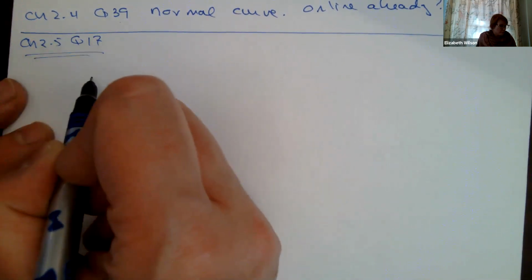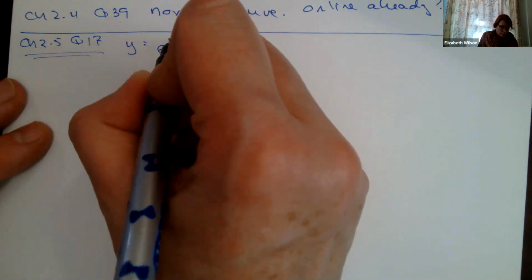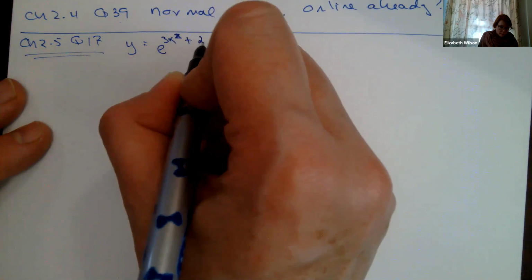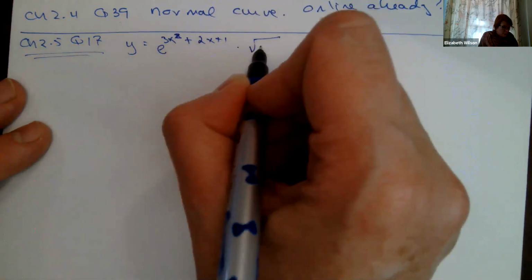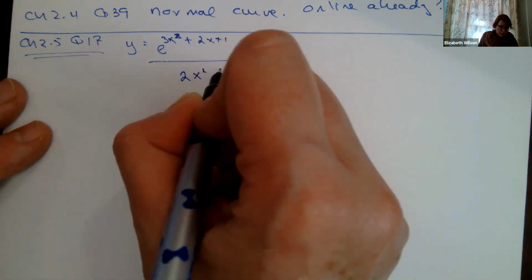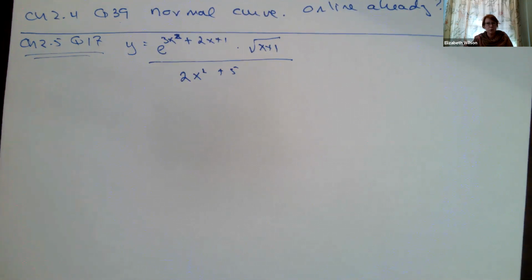So 2.5, question 17: y equals e to the 3x squared plus 2x plus 1, times the radical x plus 1, all over 2x squared plus 5. We want to find the derivative, and we're told to use logarithmic differentiation.